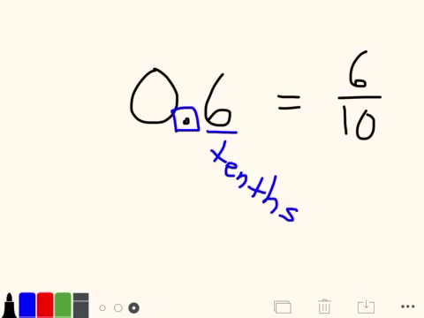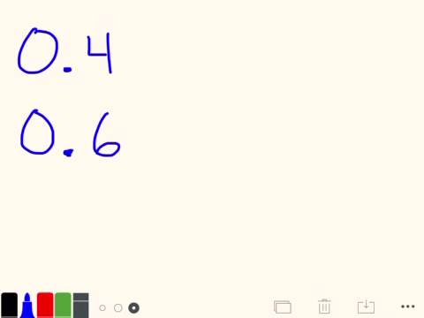I'm going to give you a couple here and see if you could read them. So we'll go with 0.4, 0.6. And here's a tricky one. Let's go with 2.3. Give you a few seconds here. I'm going to stop talking. You can pause the video. Think about how you would write these as a fraction or how you would read them. And then I'll put the answers up here so that you can see them.